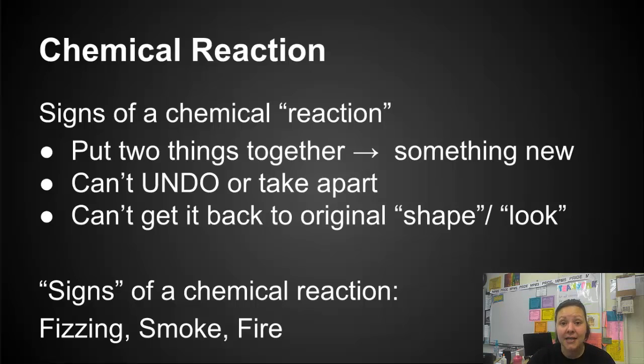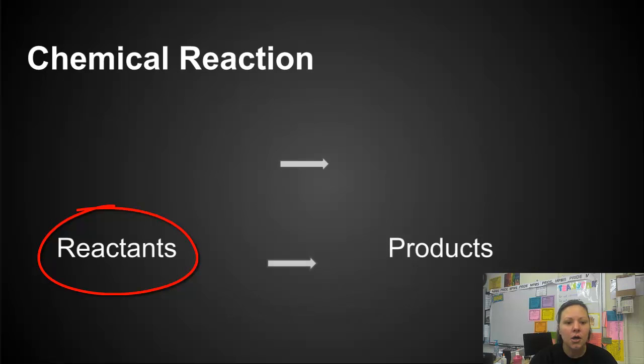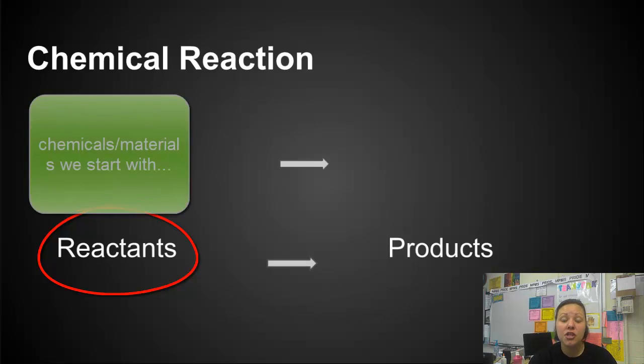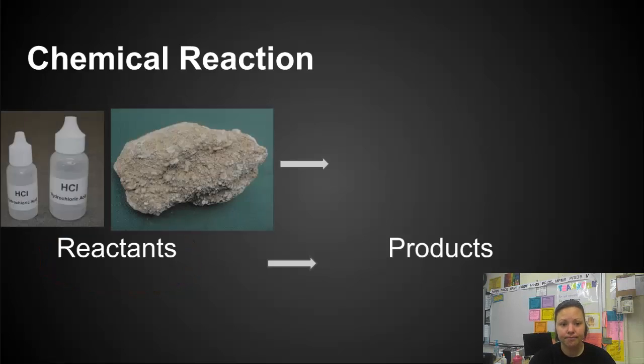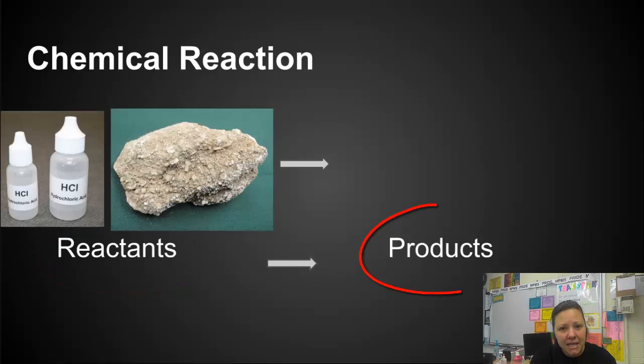Our acid test is looking for a chemical reaction, because we're trying to identify when we have one. In a chemical reaction, there are what are called the reactants. Those are the things that we start with. If you think about it, we started with our hydrochloric acid and our rocks. And we ended up making something new.